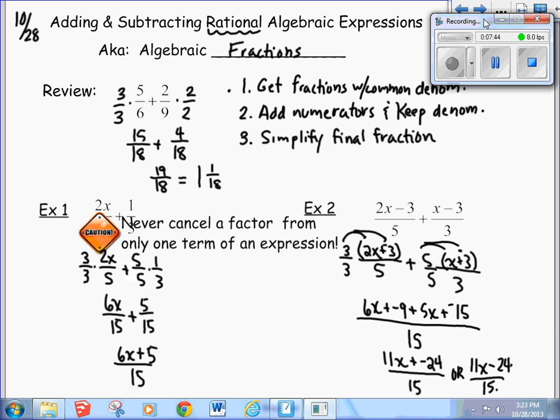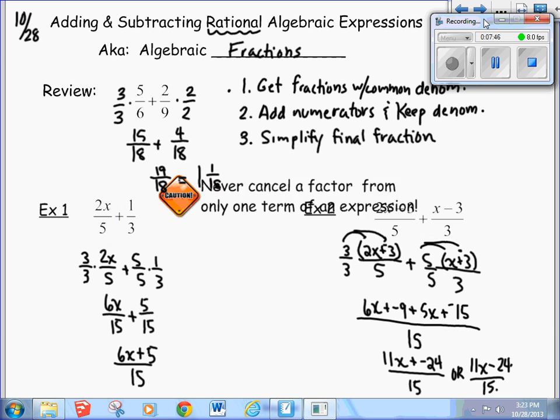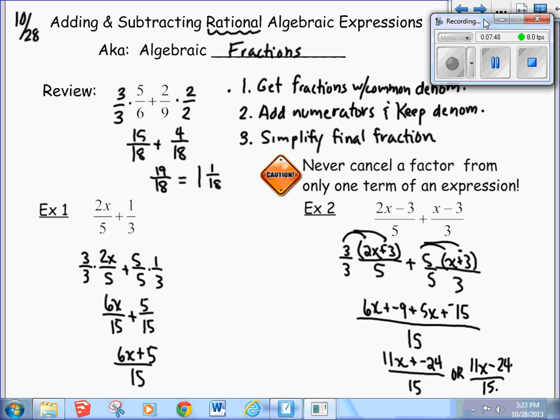Include that in your notes. That's clear to see better. Never cancel a factor from only one term of an expression. So you can't cancel anything in this final answer because there's no factor throughout all parts of the expression in the numerator. Include that in your notes, okay? All right.